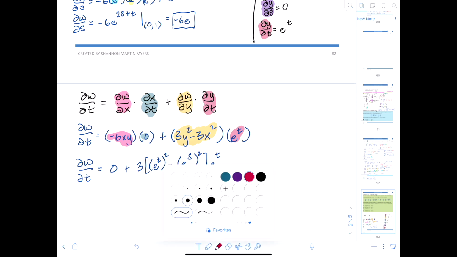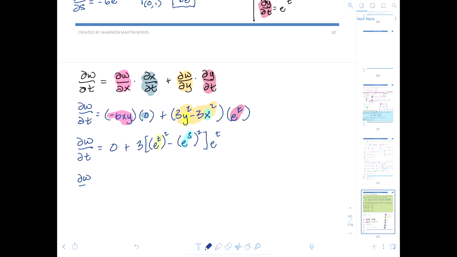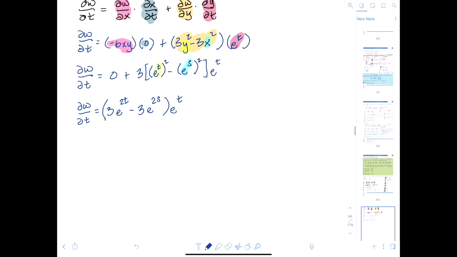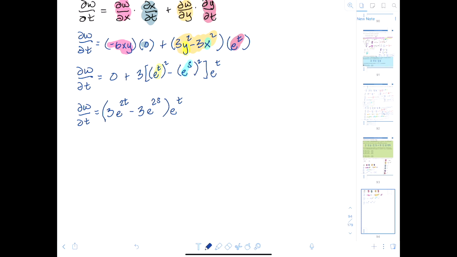And where did we get this stuff? We got it as x was e to the s and y is e to the t. So then the first partial of w with respect to t is, we'll have 3 times e to the t squared is e to the 2t, and then minus 3 e to the 2s, all of that's times e to the t. And I think I'll just keep it like that, because remember, we're plugging it in at 0, 1, where s is 0 and t is 1.